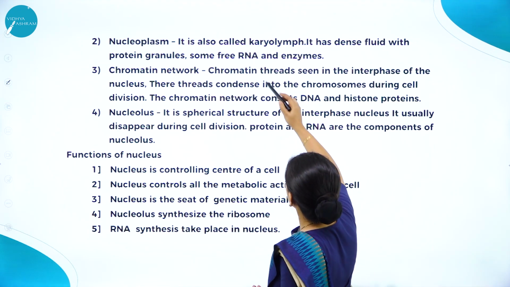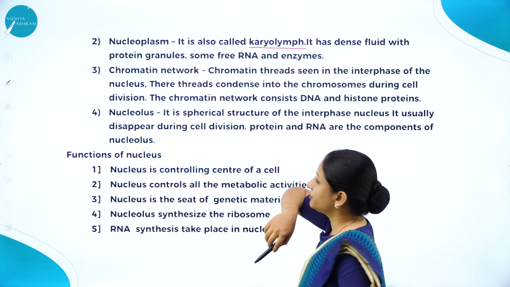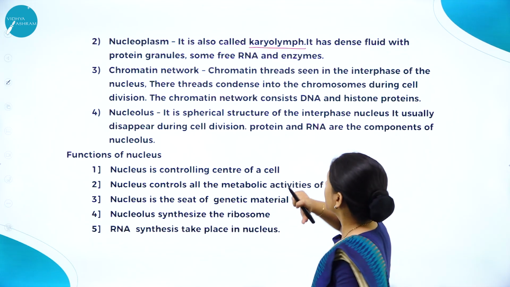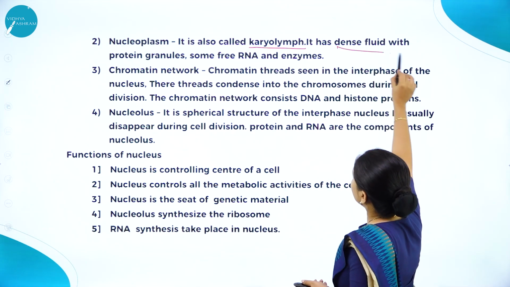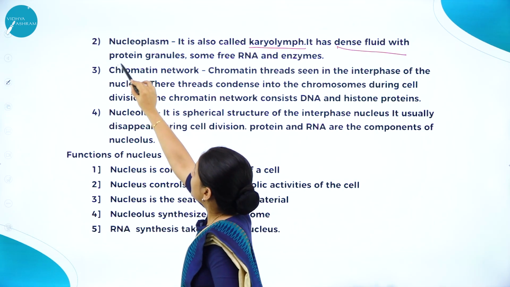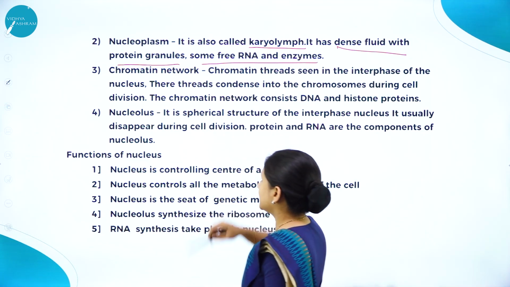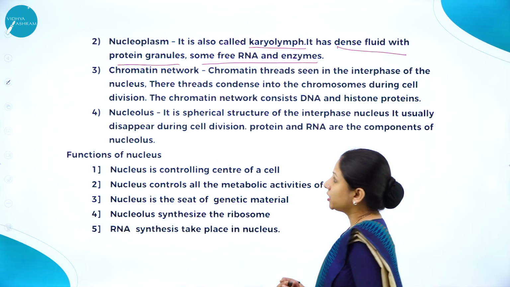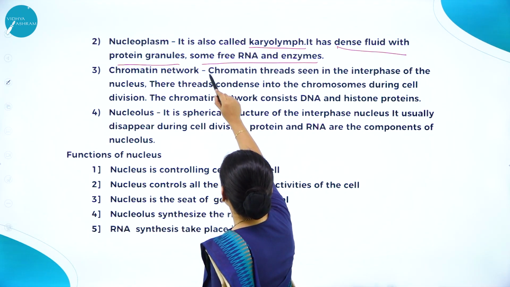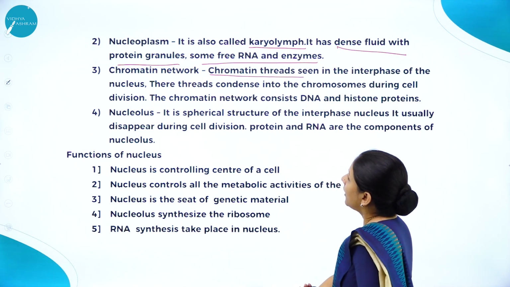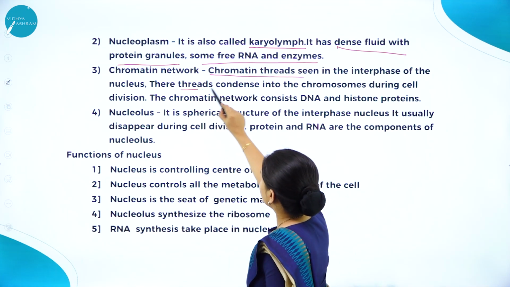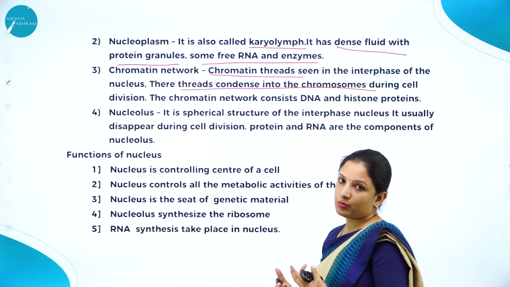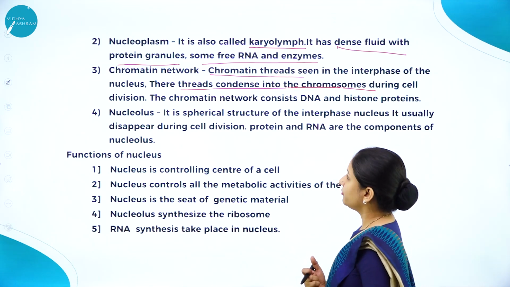It is also called karyolymph or karyoplasm because most of the essential components of the nucleus are present there, and it has dense fluid filled with protein granules. It has some free RNA and some enzymes. Next, it contains chromatin fibers or chromatin network, and it contains chromatin threads, and the threads later on, during the process of cell division, they condense, and that process is very, very important for mitosis and meiosis.